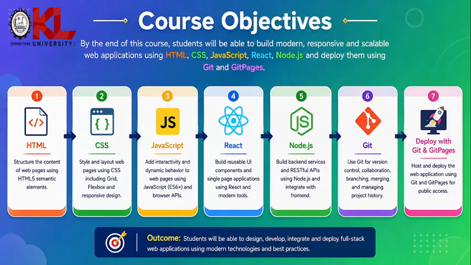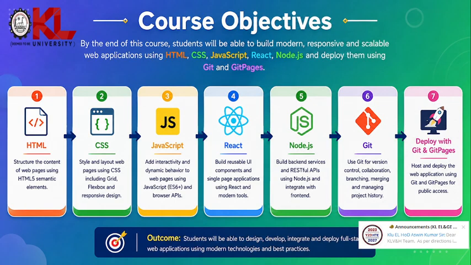Next, once we are comfortable with JavaScript, we learn React, one of the most popular front-end frameworks. Here we'll implement reusable components, manage the application state, and develop a single page application using React. Then after completion of React, we'll learn Node.js, which allows JavaScript to run on the server side. Here we learn how to build backend services and RESTful applications and how to connect with the front-end application.